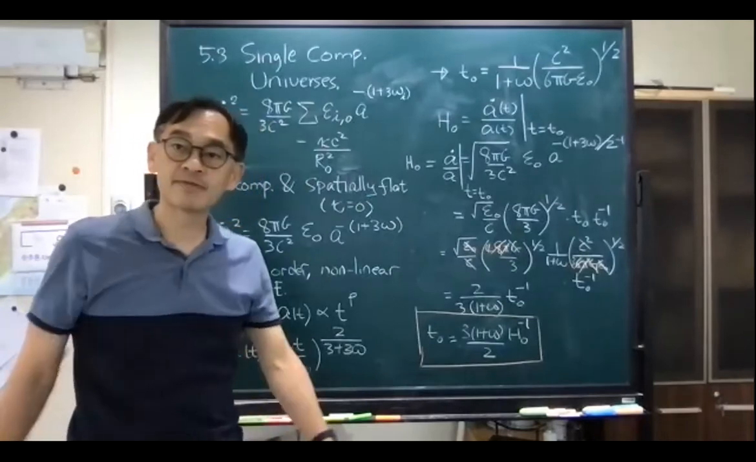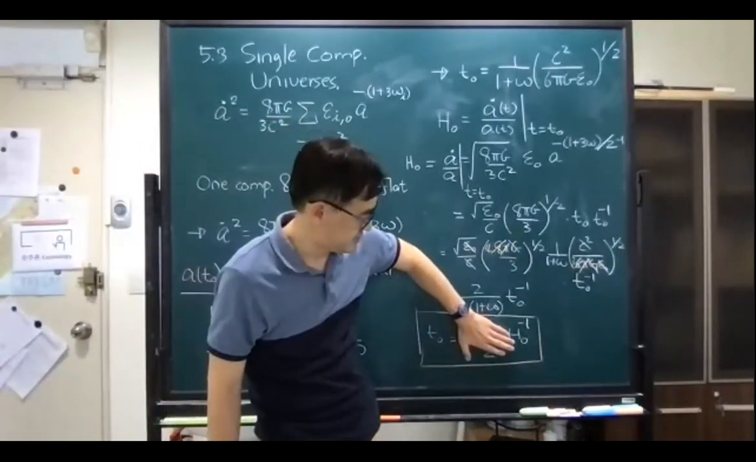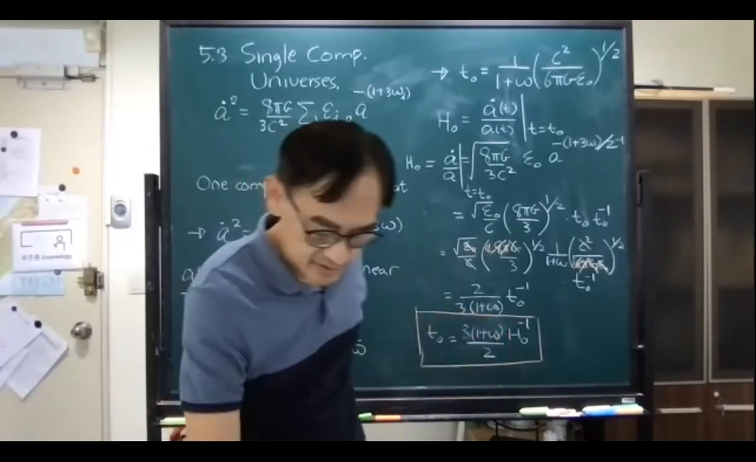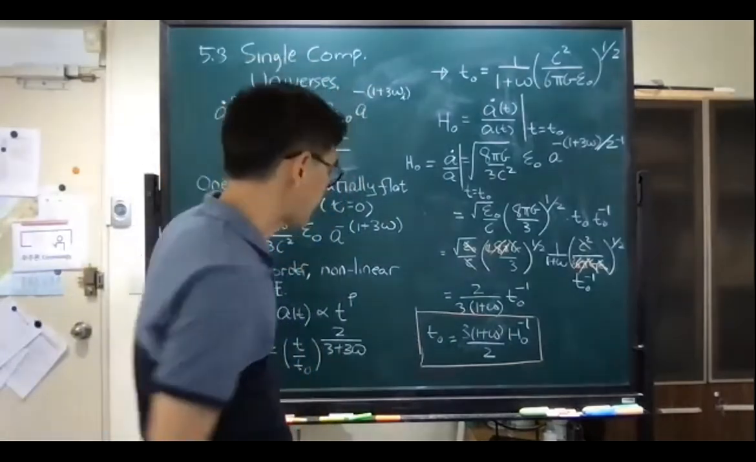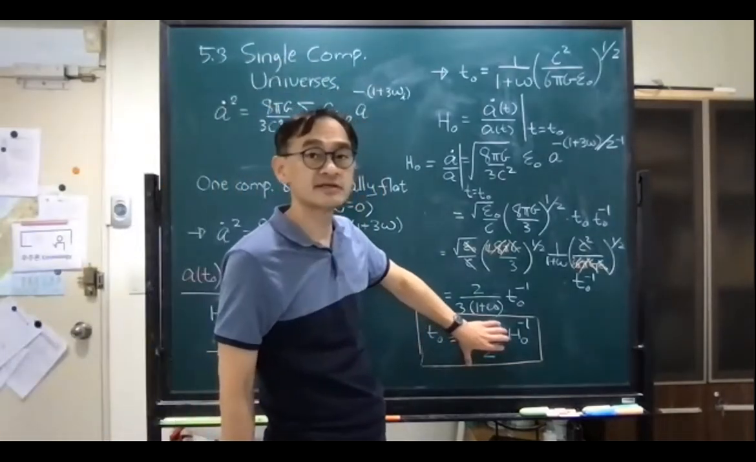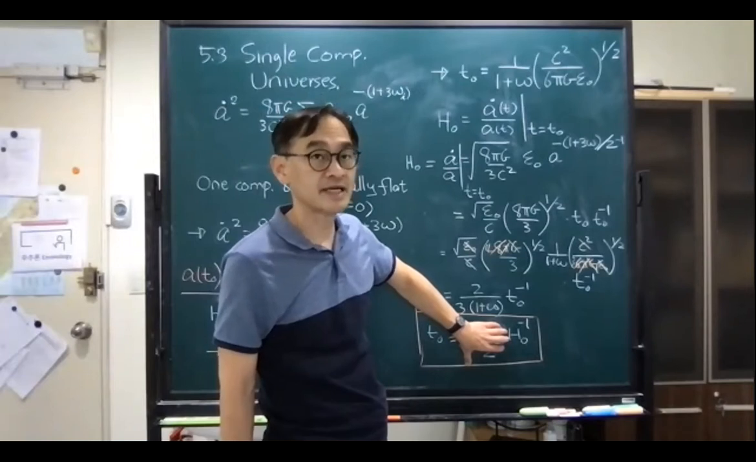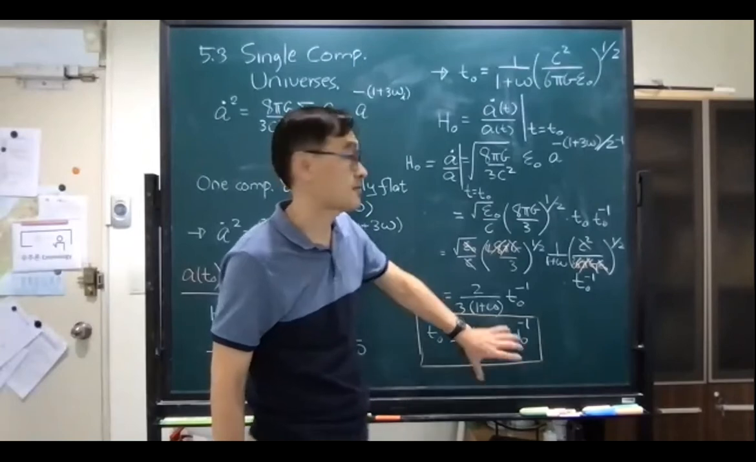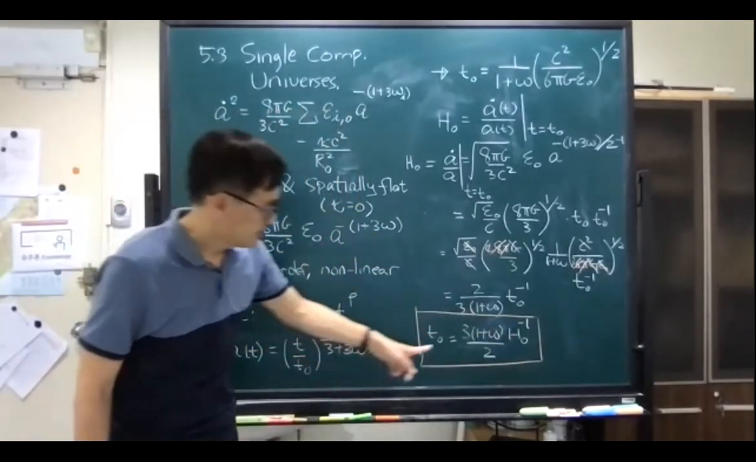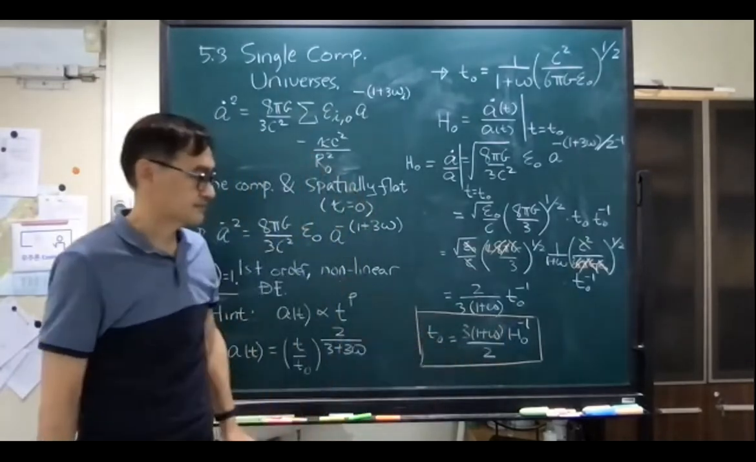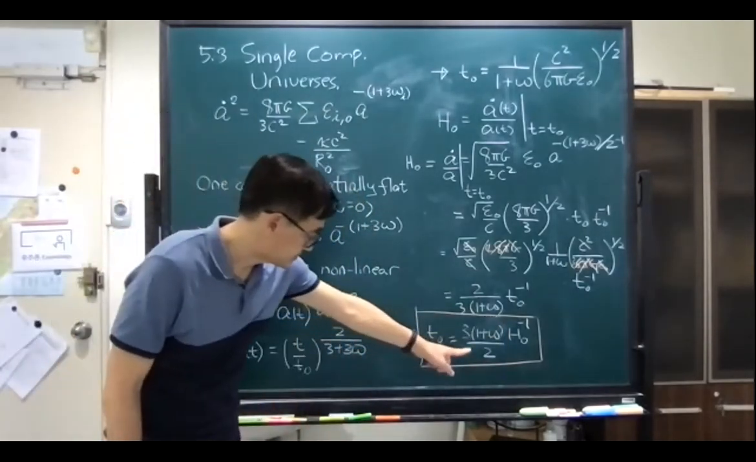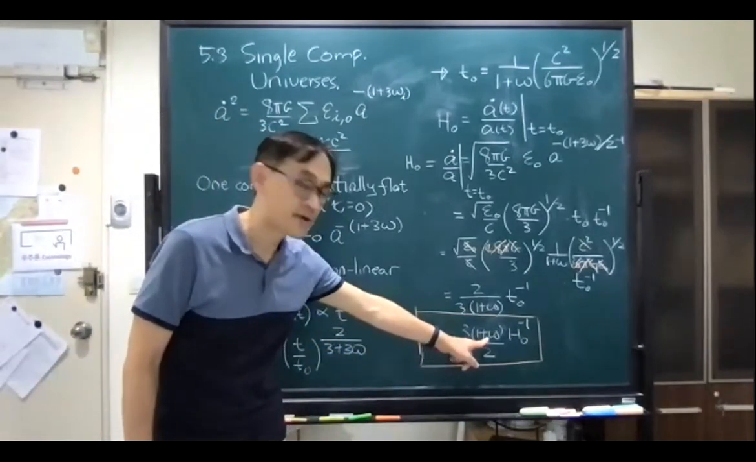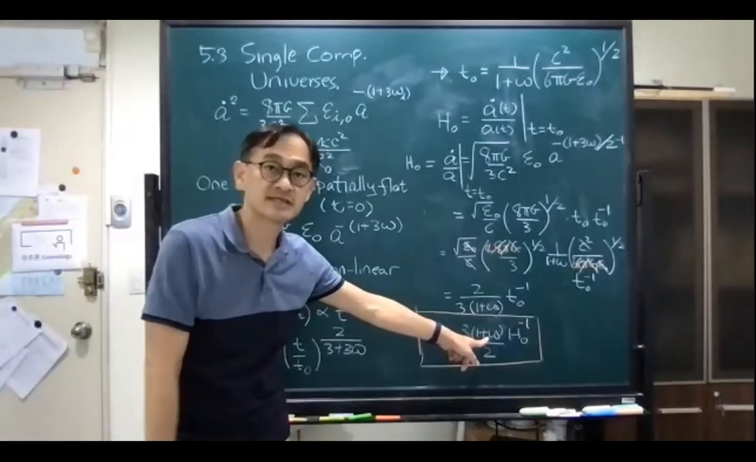In the case of an empty universe, T0 was the inverse of the Hubble constant. I think, no? Yes. But for a universe with something in it, that is spatially flat, I have this extra factor. But it's a constant. That constant is decided by which kind of energy density that we have.